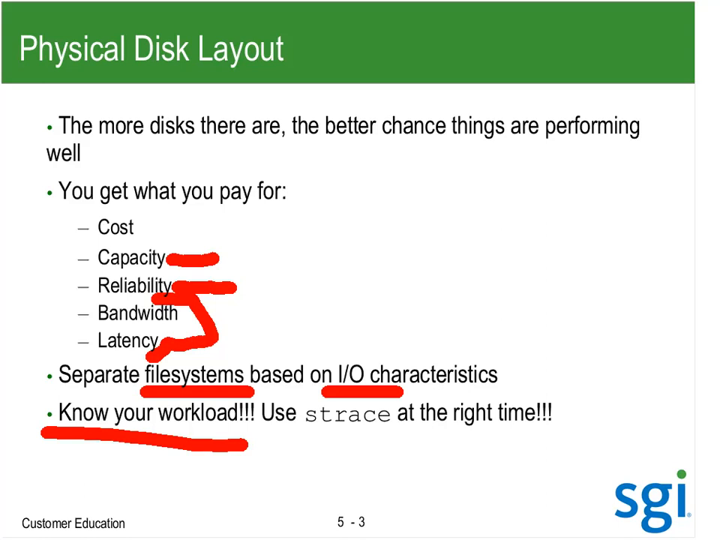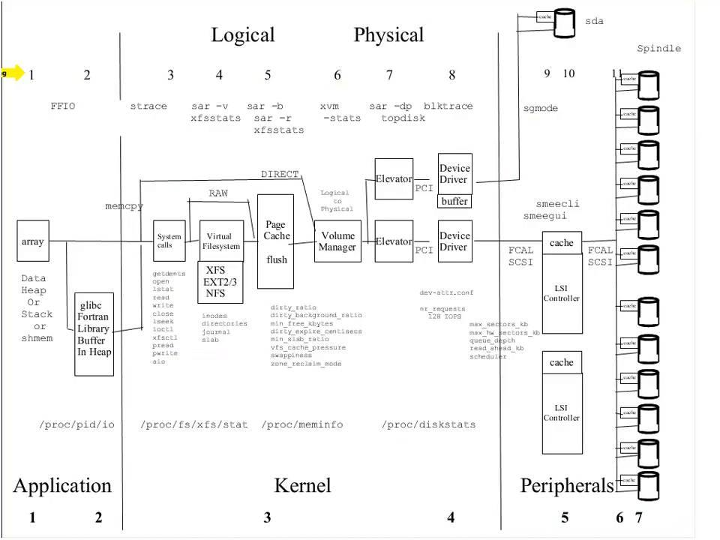So part of knowing your workload is using strace. And that was that big thing. I'm just going to plop to it here. This chart that's in Appendix D in the back of the workbook is understanding your I/O path.